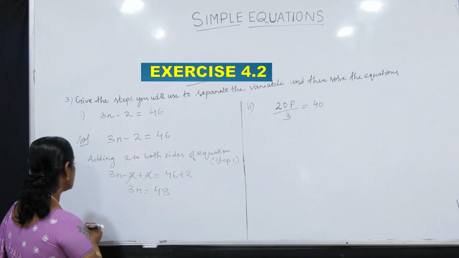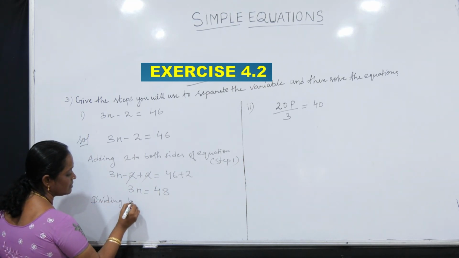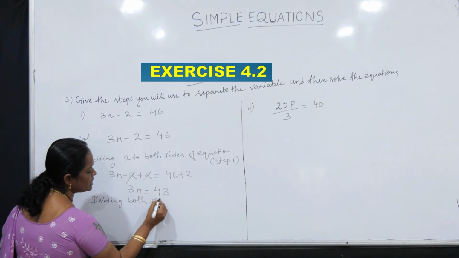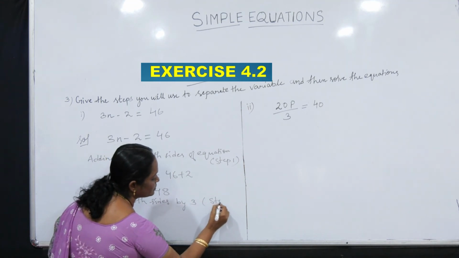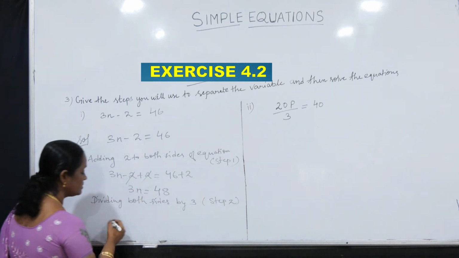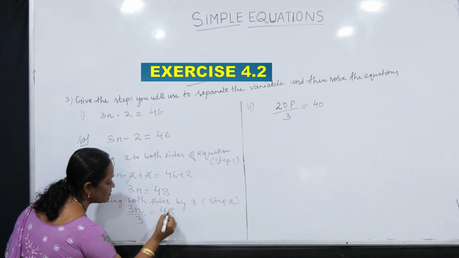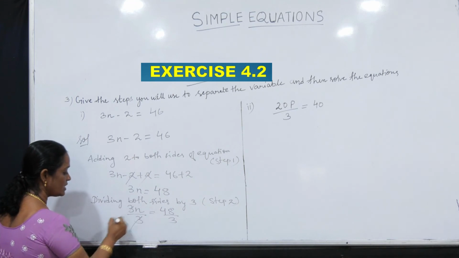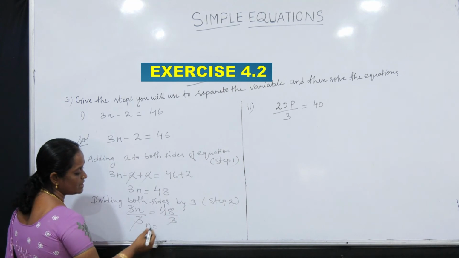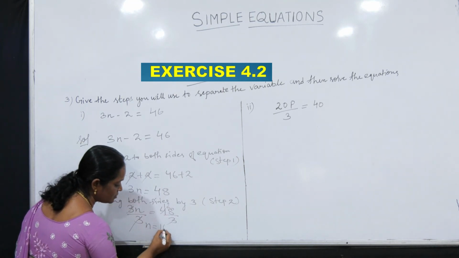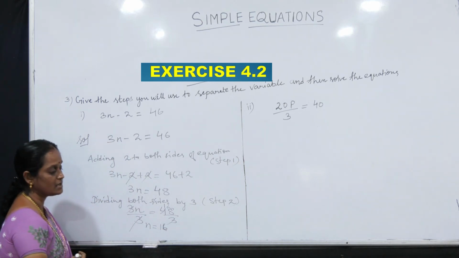So now the second step: dividing both sides of the equation by 3. This is step 2. Here 3n divided by 3 is equal to 48 divided by 3. Here we can cancel this 3. n is equal to 3 ones are 3, 1 remaining 18, 3 sixes are 18. n is equal to 16. So the solution to the equation is n is equal to 16.